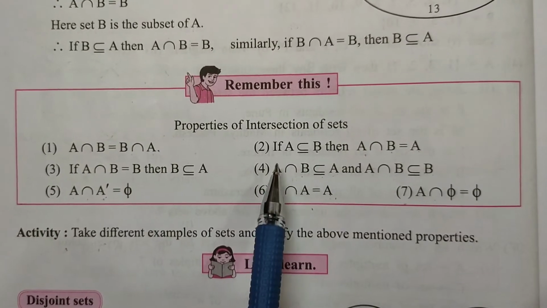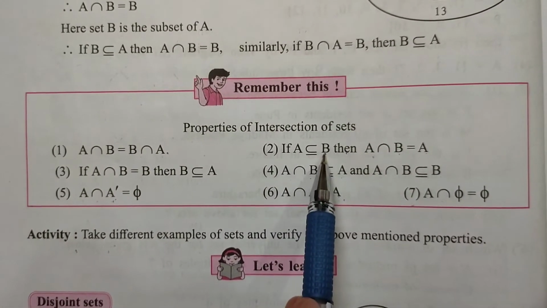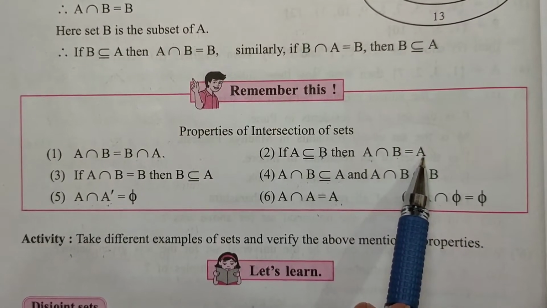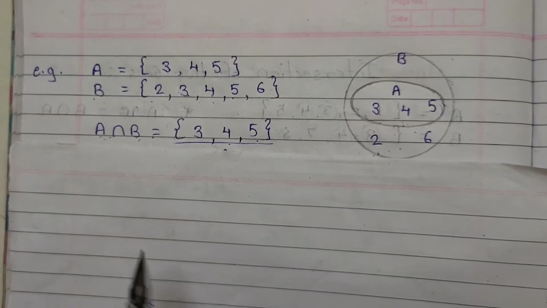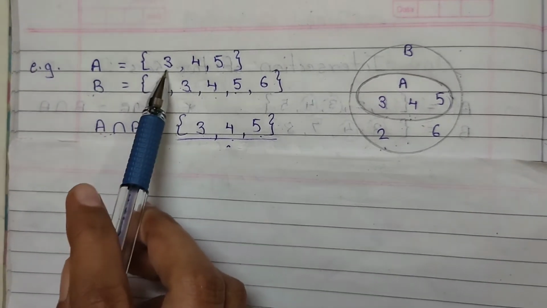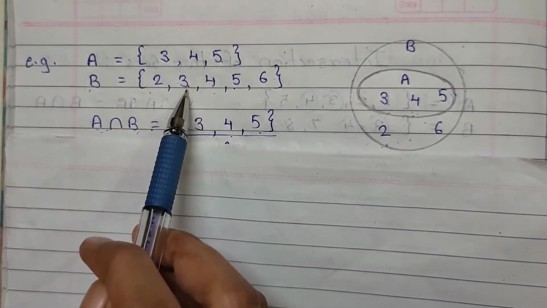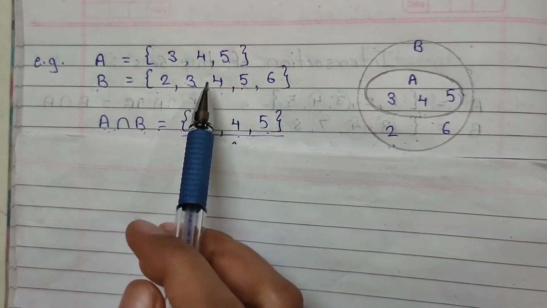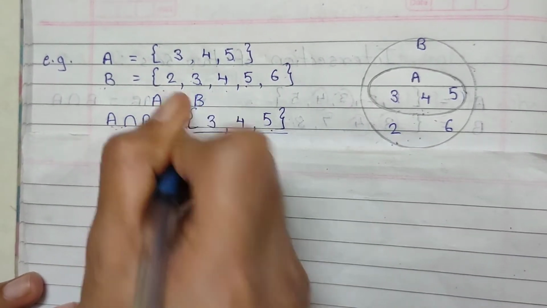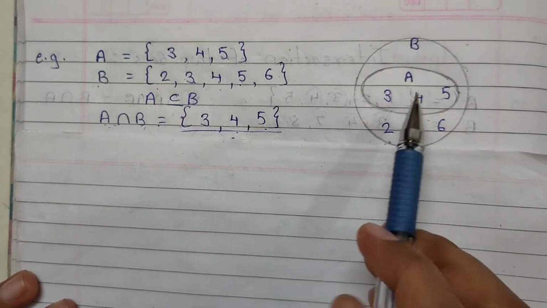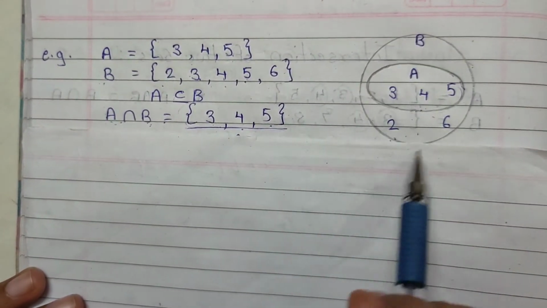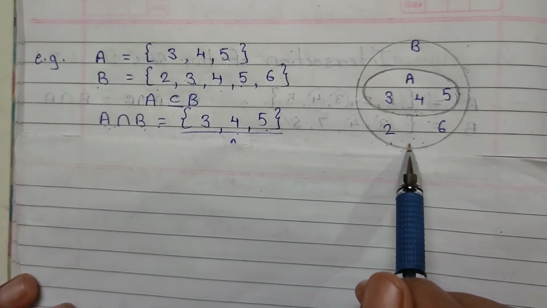Now let's see the next property. If A is subset of B, then A intersection B equal to A. Let's understand this through the example. Here I have set A and set B. You can see here all element of set A are an element of set B also. It means A is a subset of B, right? Yes. Or through Venn diagram also we can understand this. All element of set A are an element of set B also. So A is subset of B.